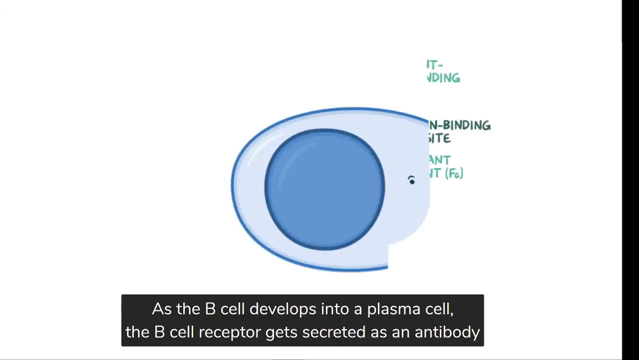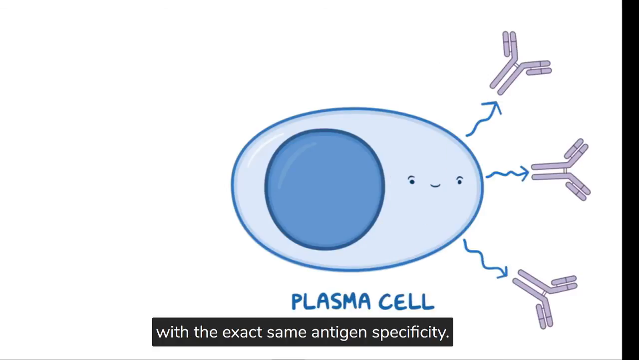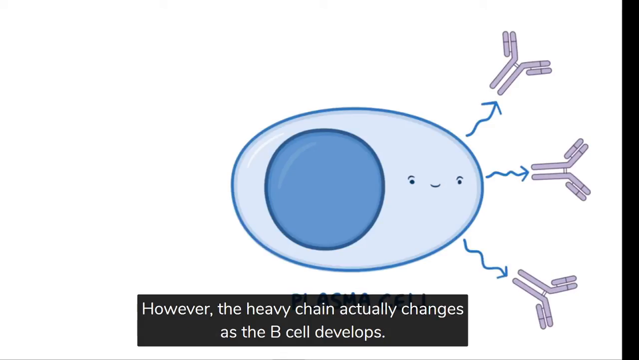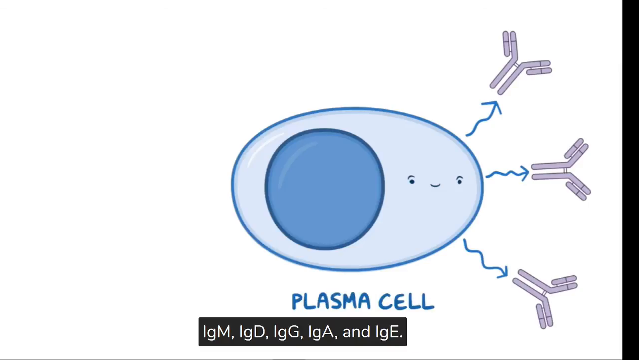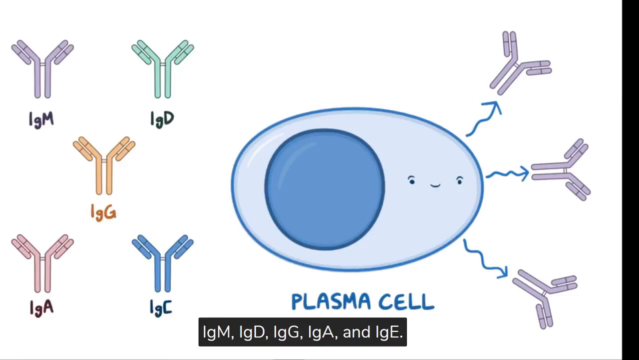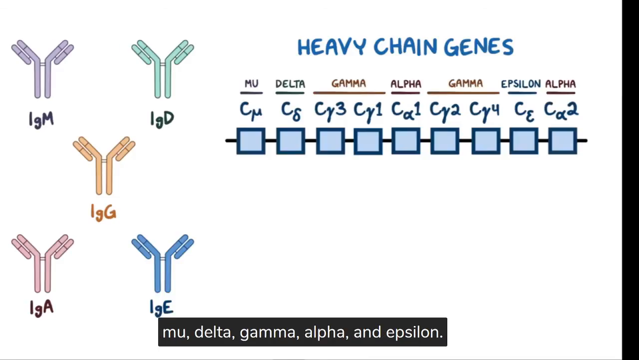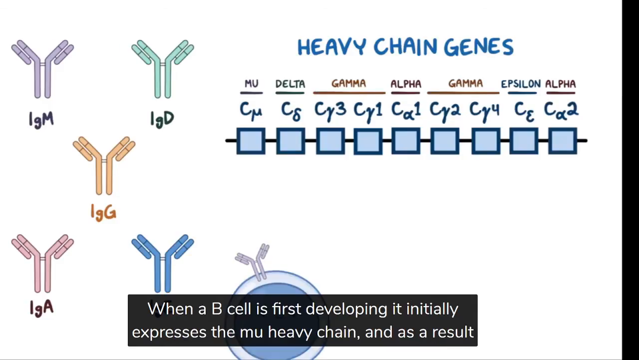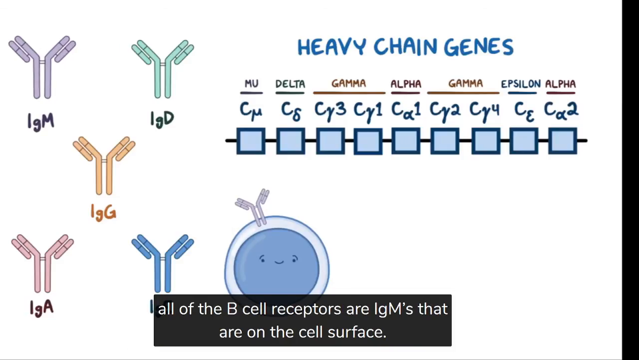As the B-cell develops into a plasma cell, the B-cell receptor gets secreted as an antibody with the exact same antigen specificity. However, the heavy chain actually changes as the B-cell develops. There are 5 major types of heavy chains, which encode the isotypes or classes of immunoglobulins: IgM, IgD, IgG, IgA, and IgE. These 5 are encoded by heavy chain genes, which are referred to by the Greek letters mu, delta, gamma, alpha, and epsilon. When a B-cell is first developing, it initially expresses the mu heavy chain, and as a result, all of the B-cell receptors are IgMs that are on the cell surface.